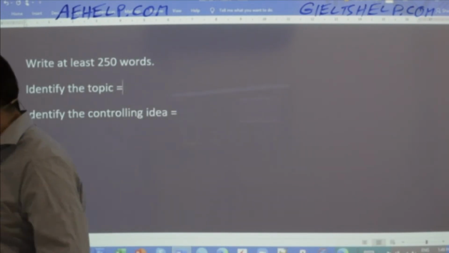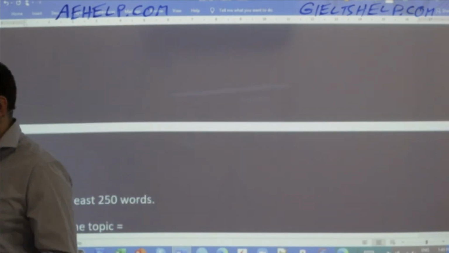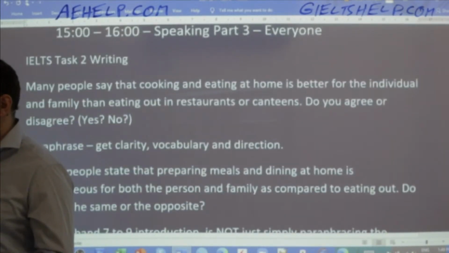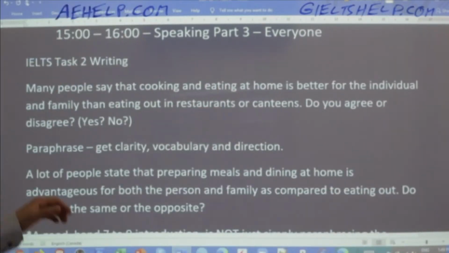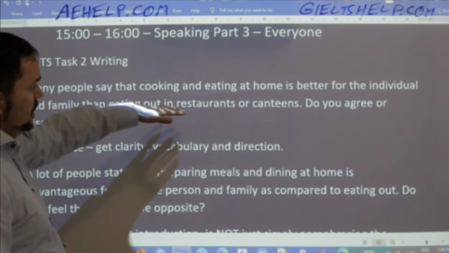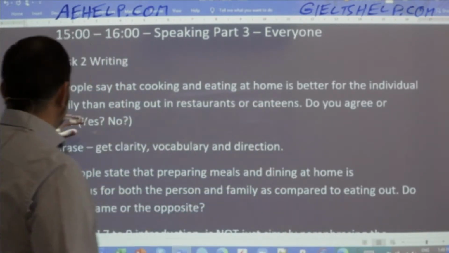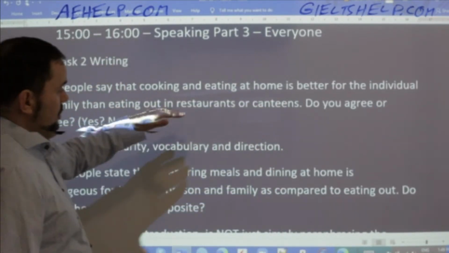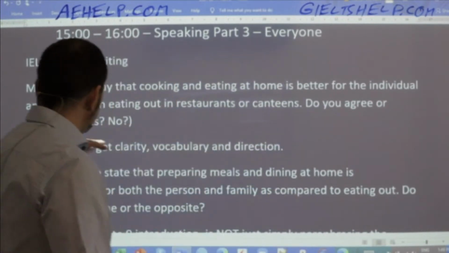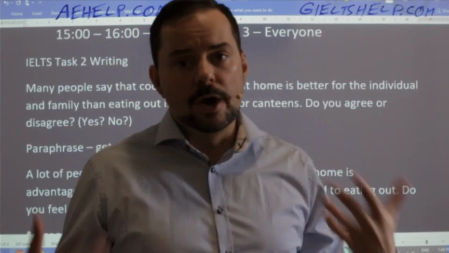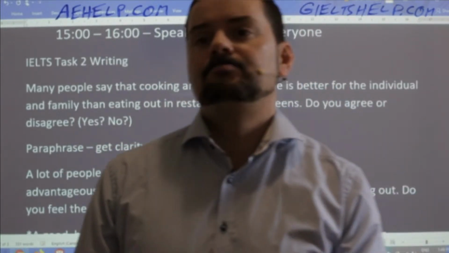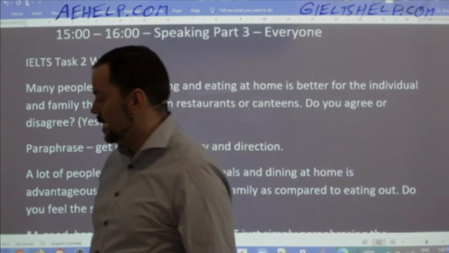So when you're thinking about the topic, think about, well, what are we talking about here? And always go back to the original. So you're always going back to the original, back to the original. Many people say that cooking and eating at home is better for the individual and family than eating out in restaurants or canteens. Do you agree or disagree? What are we talking about? Okay, what are we talking about here?